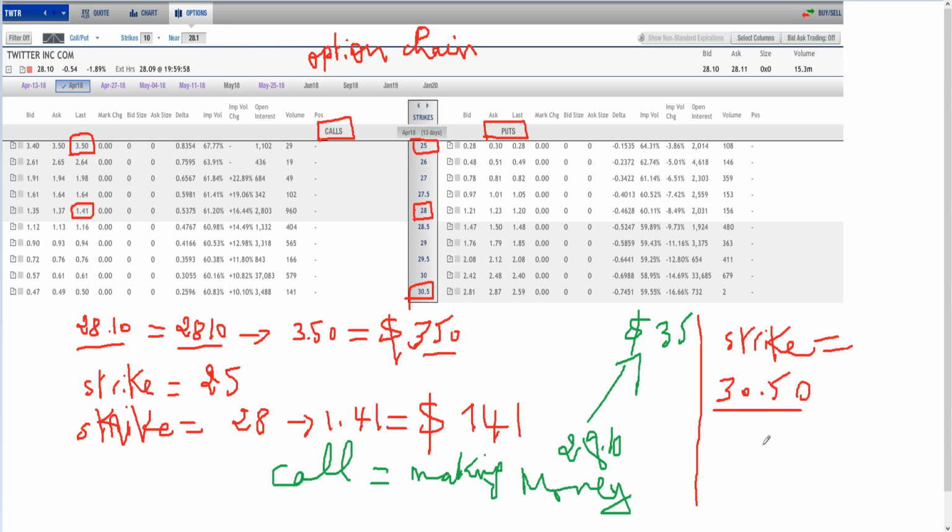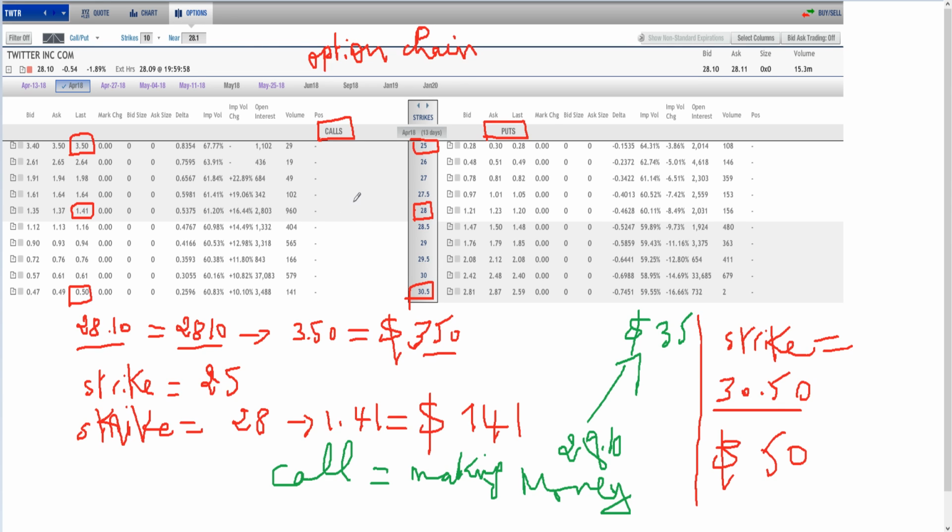Okay? So I will continue to explain. Now, since the strike is $30.50, you pay, for example, only 50 cents. You pay only 50 cents, which is $50 to control this Twitter contract option. Now you ask yourself, this 350 is bigger than 141, and 141 is bigger than $50. But you can buy all these contracts if you want.